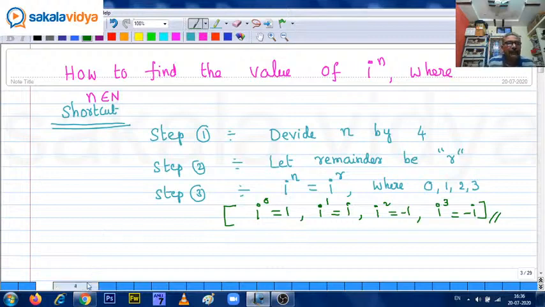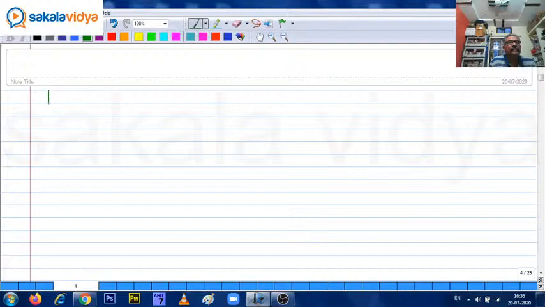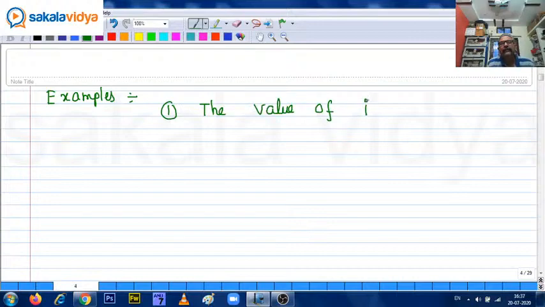So now I will give some examples. Let us do examples. First one, the value of I to the power of 320. The value of I to the power of 320. So how do we find I to the power of 320? Don't worry. What is the procedure we need to follow?